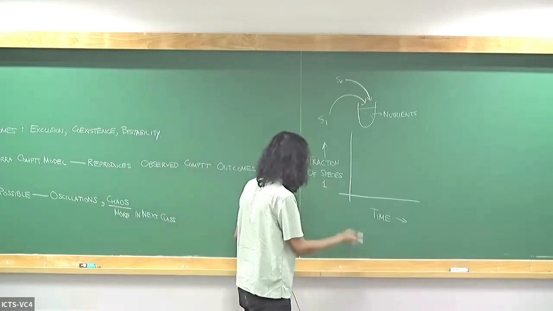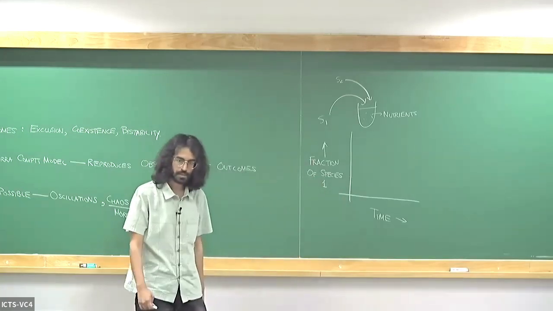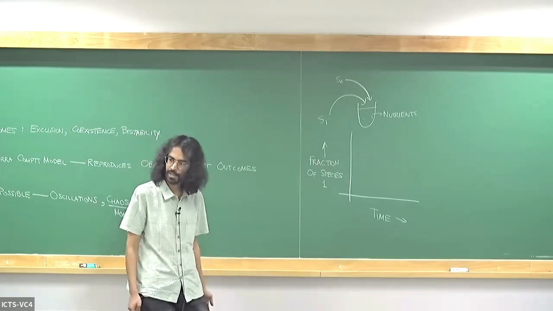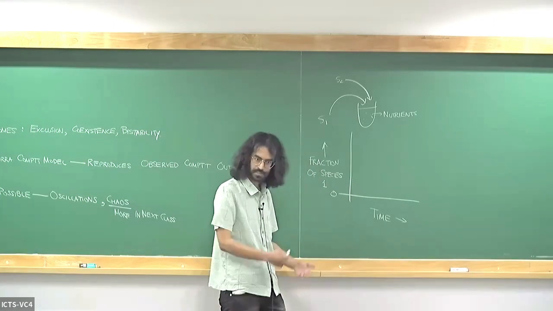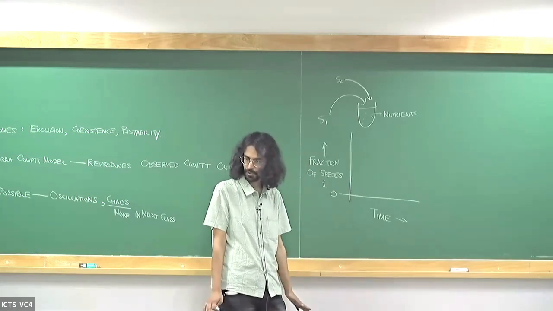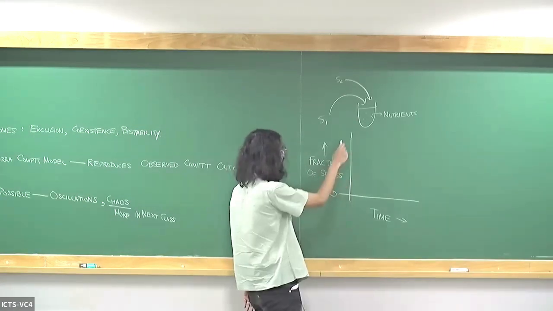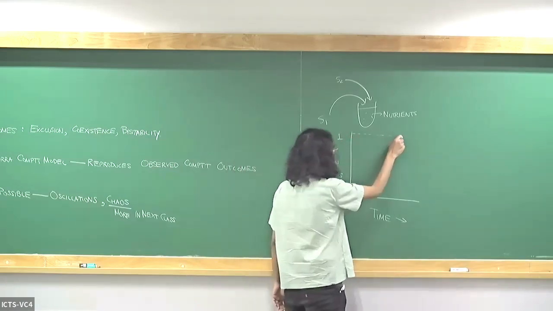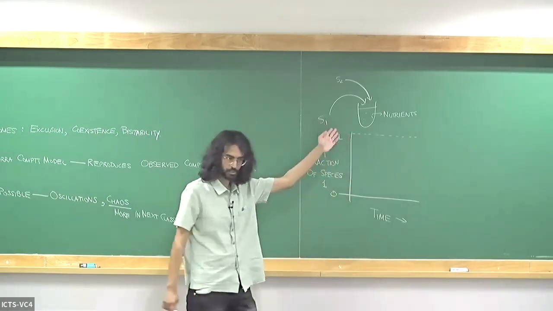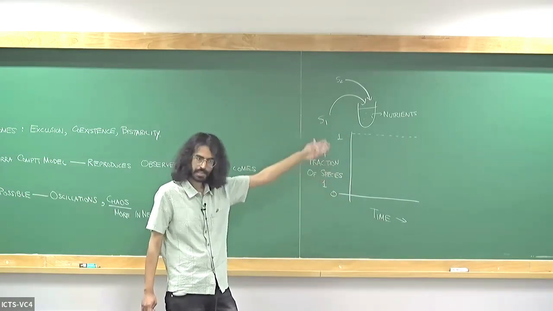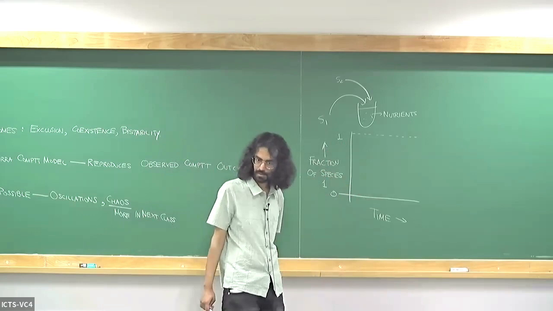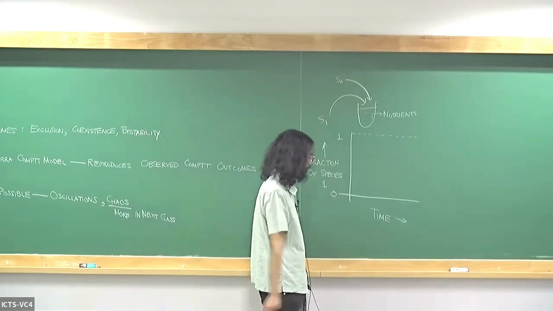Okay, and so you're tracking the fraction of species 1, right? So what numbers can this fraction take? It can either be 0, which means that species 1 is completely absent from this medium, or it can be 1, which means species 1 has completely taken over this medium, and then it can be something in between, right?